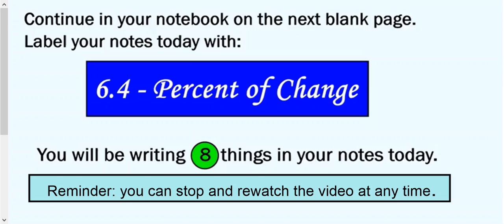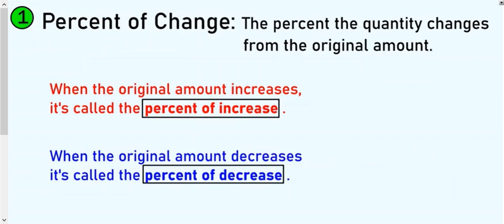Alright, percent of change. What is the percent of change? Percent of change is just the percent a quantity changes from the original amount. Okay, so we have two different types of percent of change. When the original amount increases, it's called the percent of increase. And when the original amount decreases, it's called the percent of decrease.